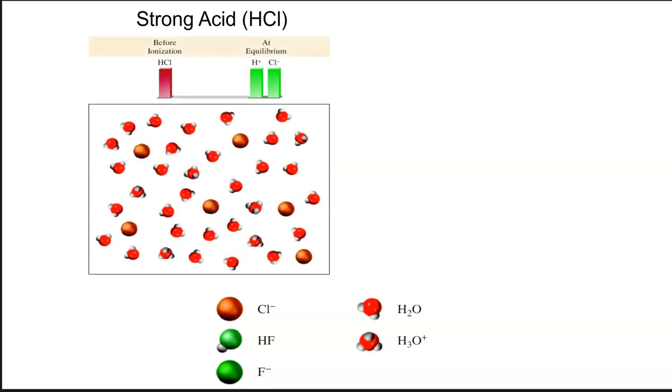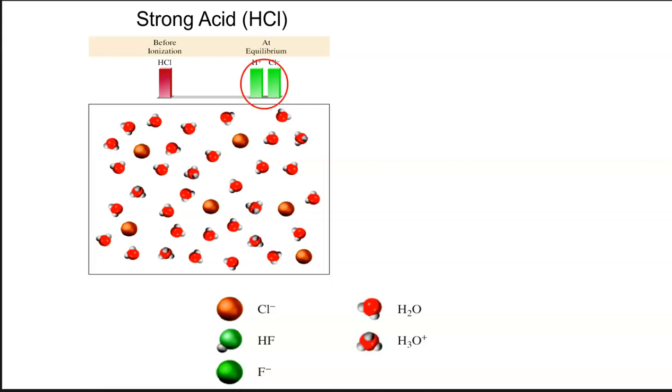To give you some idea pictorially of what a strong acid would look like, we would take something like hydrochloric acid, which has a hydrogen and chlorine bonded, but when we put those into a solution like water, they break apart 100%. That is, looking at the diagram here, you don't see any chlorides attached to H pluses or hydronium ions. They are all completely separated.